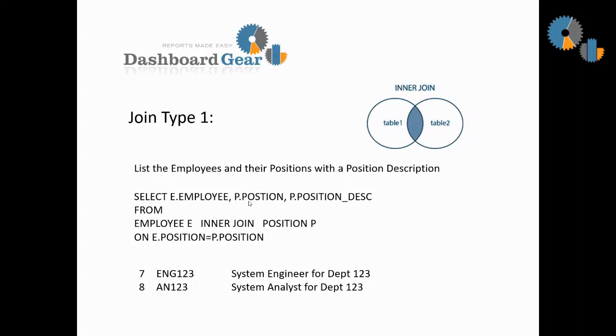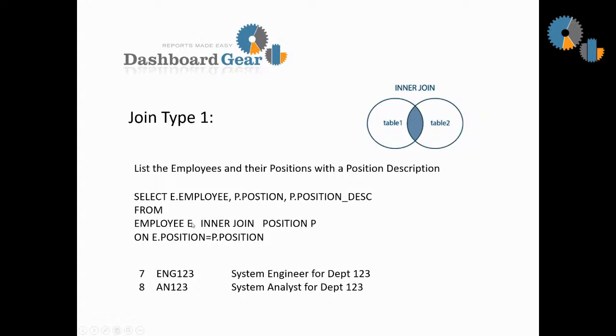So the minute you go to more than one table, you need to identify it. Now, you could spell out the full table name instead of using an alias. So I could have said employee.employee and position.position and position.position description, but it gets a little bit verbose. So what you're going to run into a lot of times is people will put prefixes or abbreviations for their aliases, just so it's a little bit less typing to do.